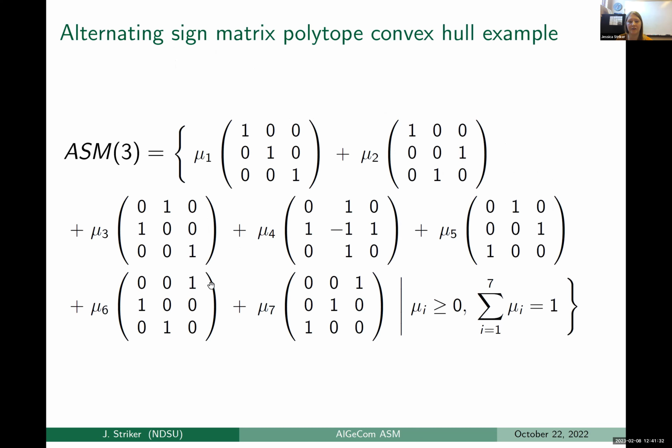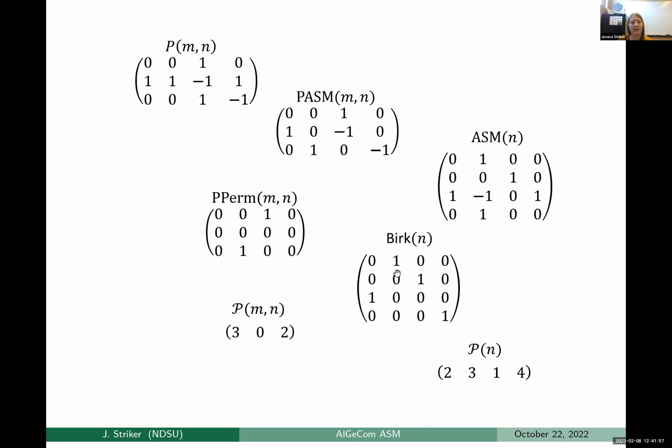So here is the alternating sign matrix polytope. You just treat each of the alternating sign matrices as points in 9-dimensional space, and you add them up with these coefficients in front that have to sum to 1 and are greater than or equal to 0. And as it turns out, since the rows and columns sum to 1, this polytope isn't actually 9-dimensional. It's only 4-dimensional because you actually don't need the last row and column. Those are determined.